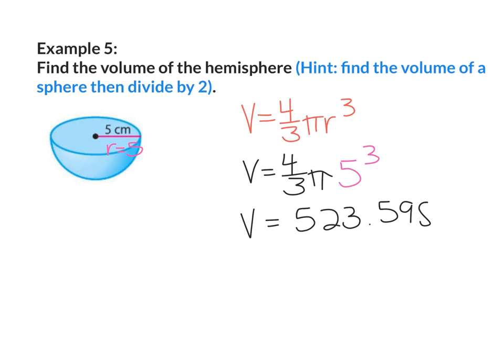523.598. However, that's the volume of a sphere. And I want the volume of a hemisphere. And remember, a hemisphere is half of a sphere. So I'm going to divide by 2. And that will give me a volume of 261.8 centimeters cubed.